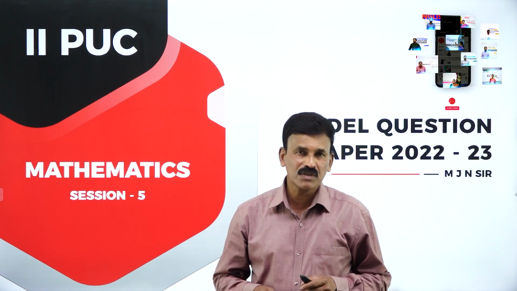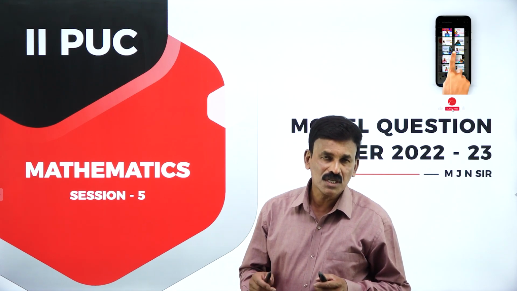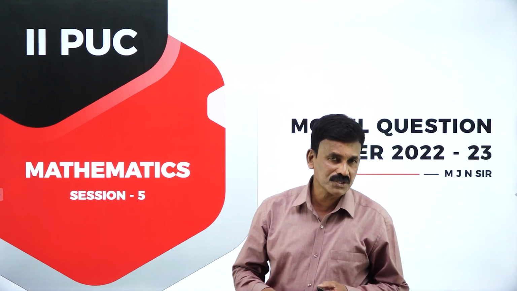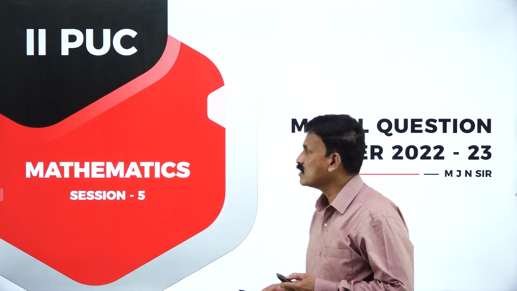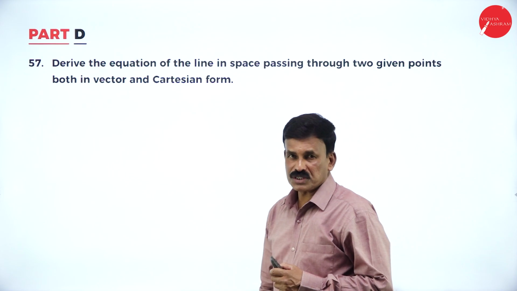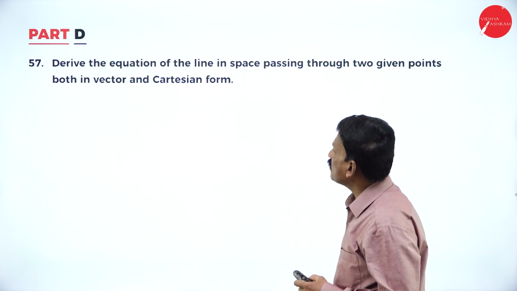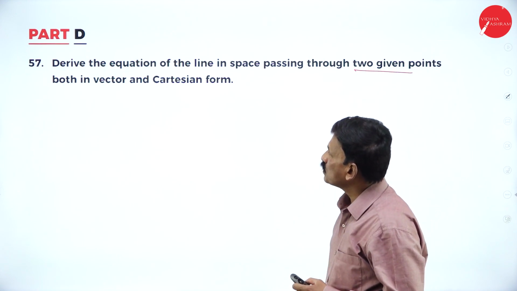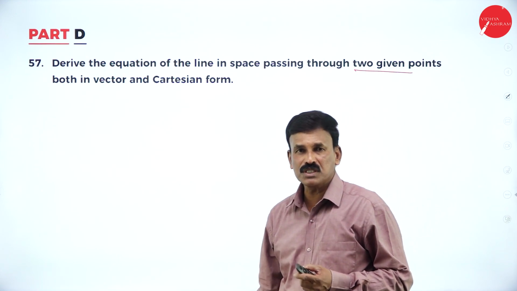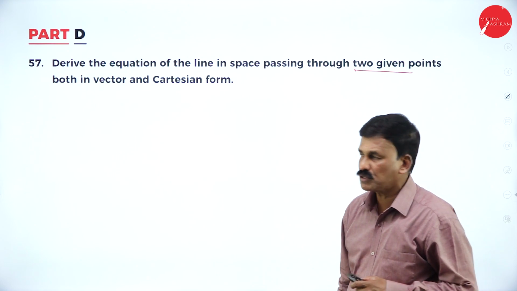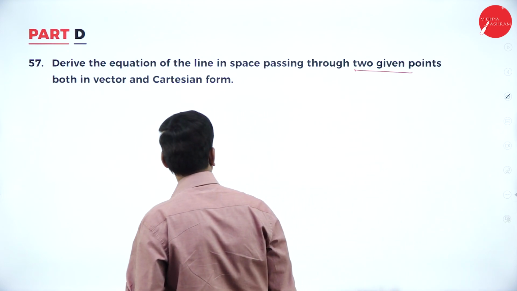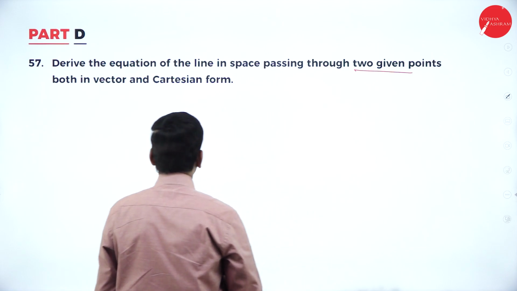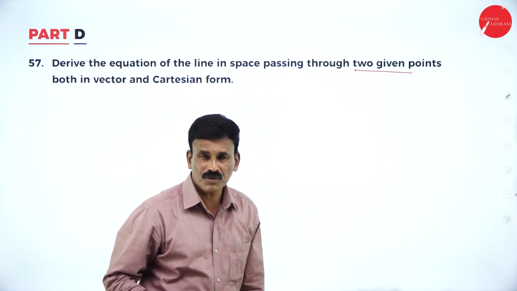Now in the previous class we have discussed 5 marks questions. The remaining questions among the 5 marks, 6 marks and 4 marks questions I am going to discuss in this session. Now, what is the 57th question for 5 marks? Derive the equation of the line in space passing through two given points, both in vector and Cartesian form. So, this is an expected question, a very important question. We have to derive the equation of a line in space passing through two given points, both in vector and Cartesian form, right?